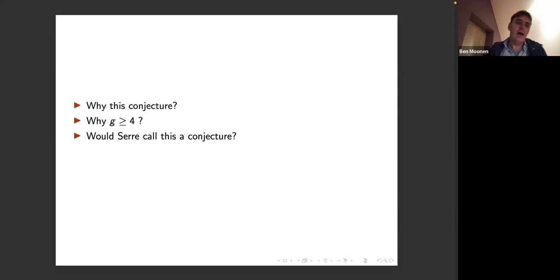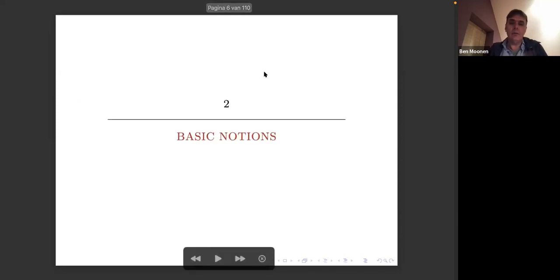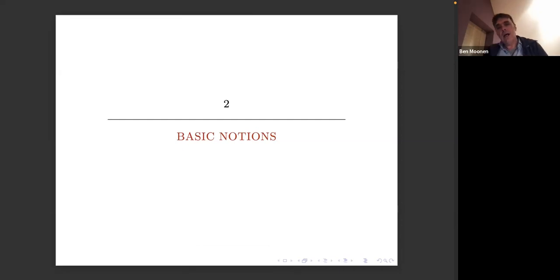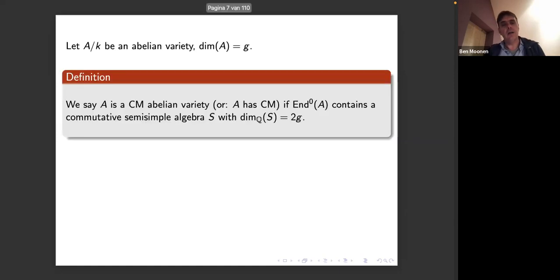Okay. So now to make sure that we're on the same level with respect to terminology and basic notions, let me very quickly recall a couple of things. First of all, a lot of this talk will be about abelian varieties of CM type, or CM abelian varieties. Terminology varies a little bit. Probably you've all seen this before, but let me quickly take you through this.